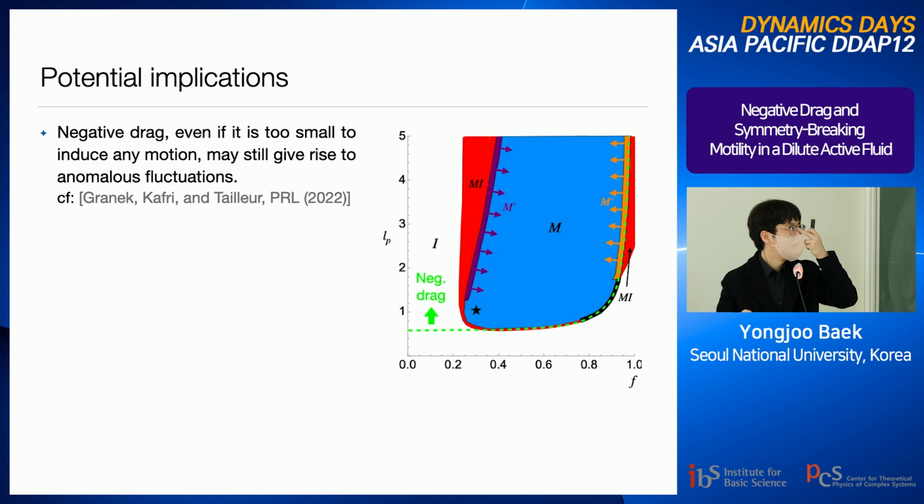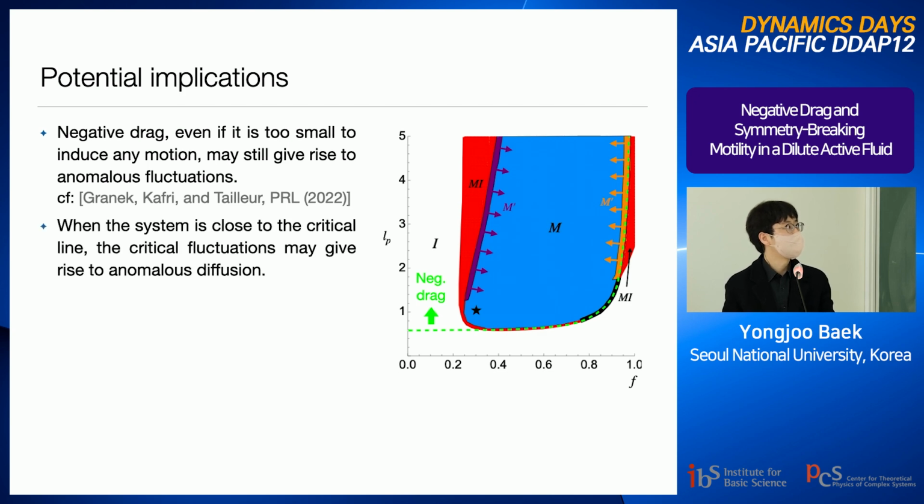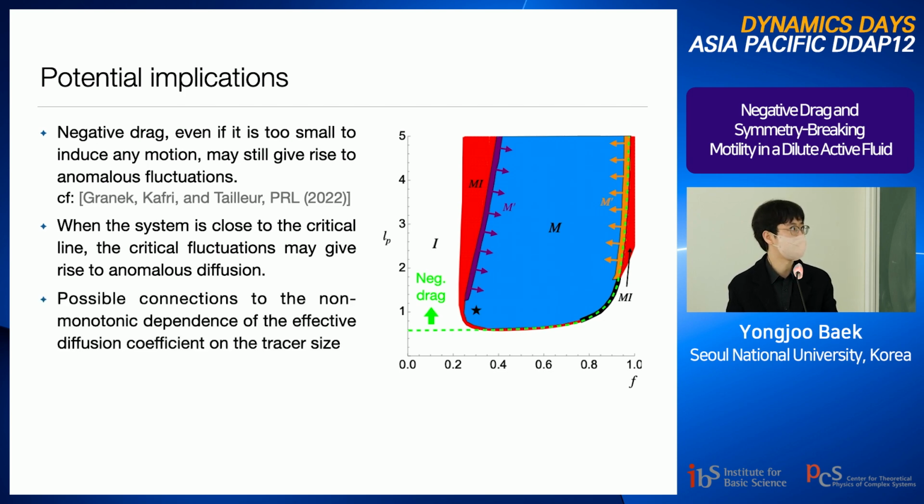So we believe that this negative drag mechanism that we found by our model is going to be very important when it comes to understanding the fluctuations of the forces exerted by active particles on a passive object immersed in it. Actually, there is some other group studying a very similar system, which recently published these results. And secondly, when the system is very close to the critical regime corresponding to the continuous transition, then we might be able to see some kind of anomalous diffusion of this tracer particle because of the critical fluctuations.